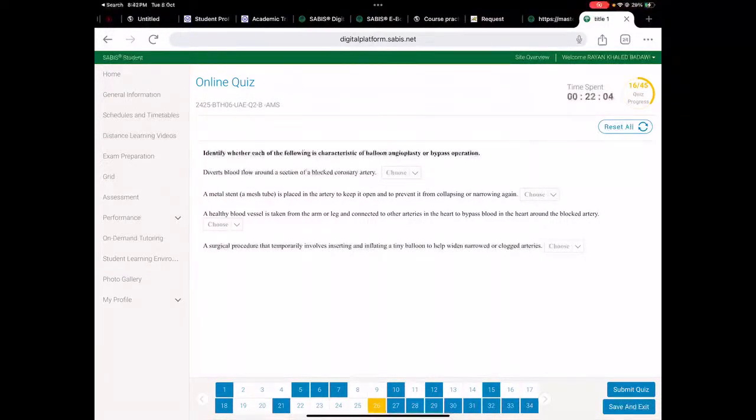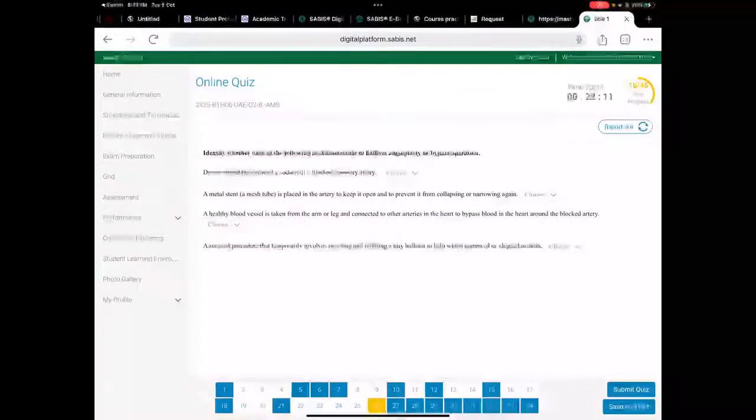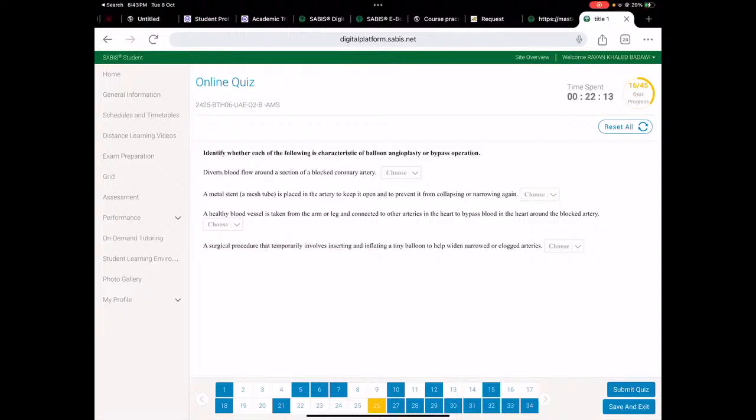Okay, those are the mechanisms, the ones we spoke about. So balloon angioplasty or bypass. Yes, age and gender too can also play a role. That is correct, but we didn't have that as an option.